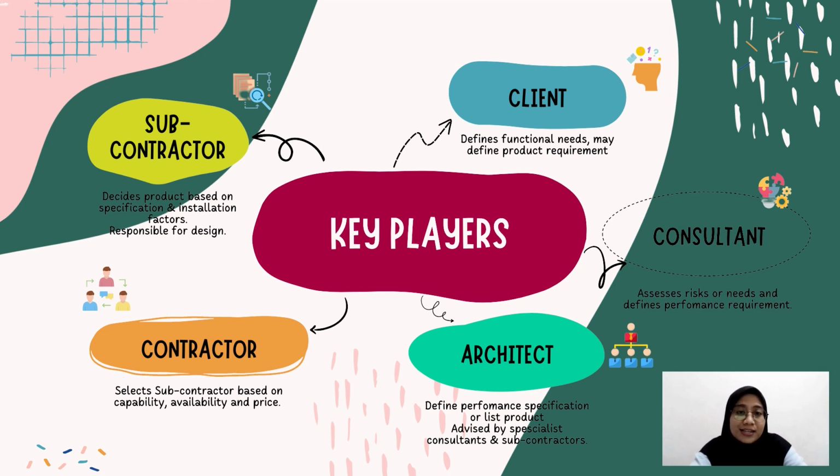The third one is the architect. The architect is advised by specialist consultants and subcontractors. They may define the performance specification or list products. The fourth is the contractor. The contractor selects the subcontractor based on capability, availability, and price. They interpret the requirements of the design team. They may influence the selection of product.